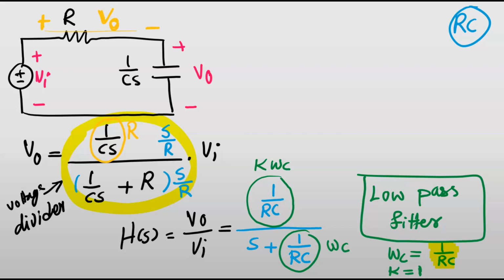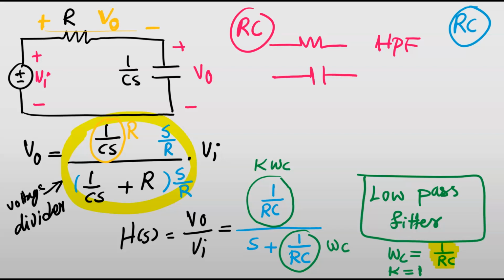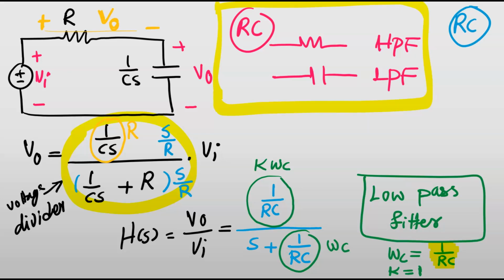So if you look at the voltage of your resistor, then you're going to have a high-pass filter in an RC circuit. If you look at the voltage of the capacitor, then you're going to have a low-pass filter. So this is an important conclusion here. If I ask you to make a low-pass or high-pass filter with RC, you should be able to do that. And the only thing you should be careful about is which voltage you need to look at.